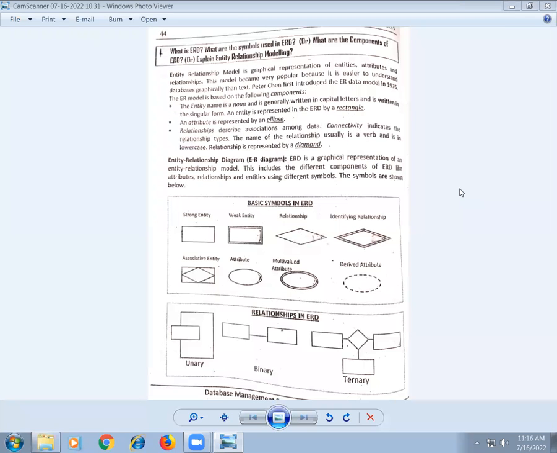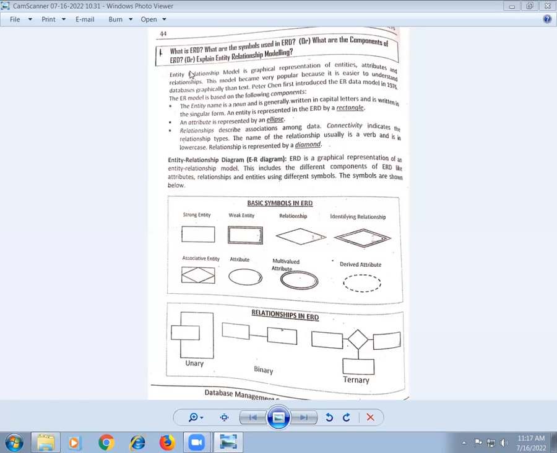Good morning, students. Today we are going to discuss an important long answer question. The question is, what is ERD and what are the symbols used in ERD? Or maybe an alternative like this one, what are the components of ERD? Or explain entity relationship modeling. Whichever way it is asked, it will come as a long answer question in the final examination. Okay, don't be confused.